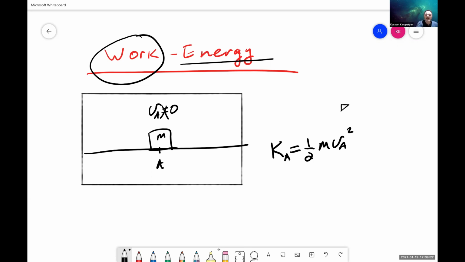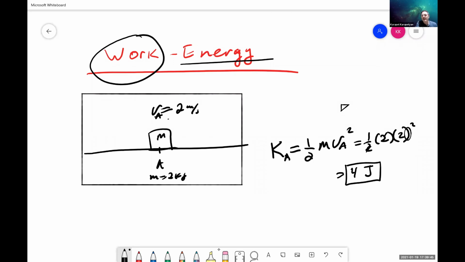Now, let's say this object has a speed of 2 meters per second, and its mass is 2 kilograms. Then this equals 1/2 times 2, ignoring the units quickly, times 2 squared. This cancels, so basically 4 joules. So that's the kinetic energy.